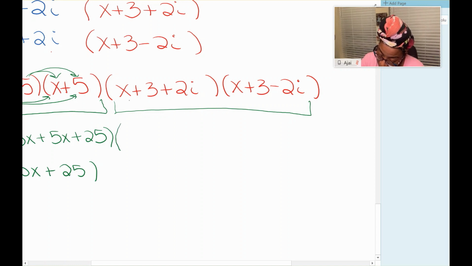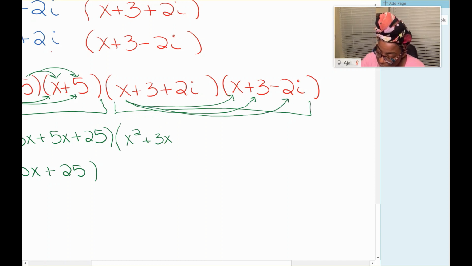So I'm going to take this first term x and multiply it by the first term in the next parenthesis. That's going to be x squared. Then I take x times 3, that's going to be 3x. Then I do x times negative 2i, that's negative 2xi. You can just put that all together.